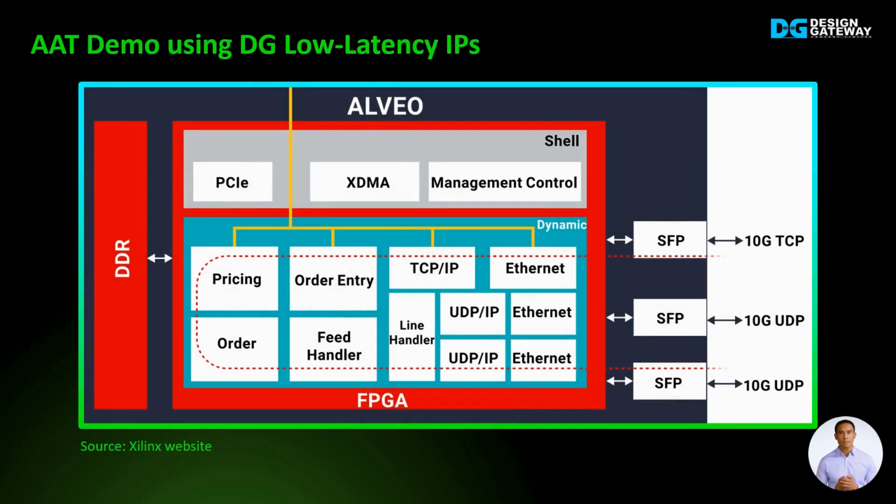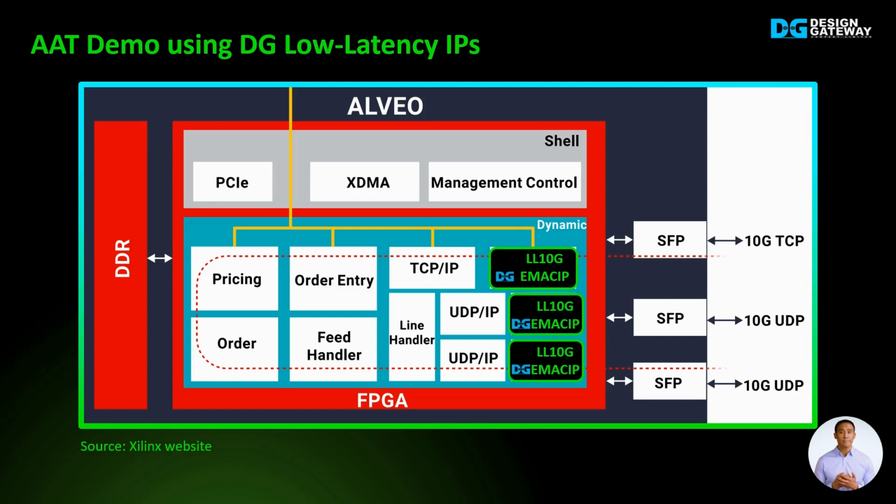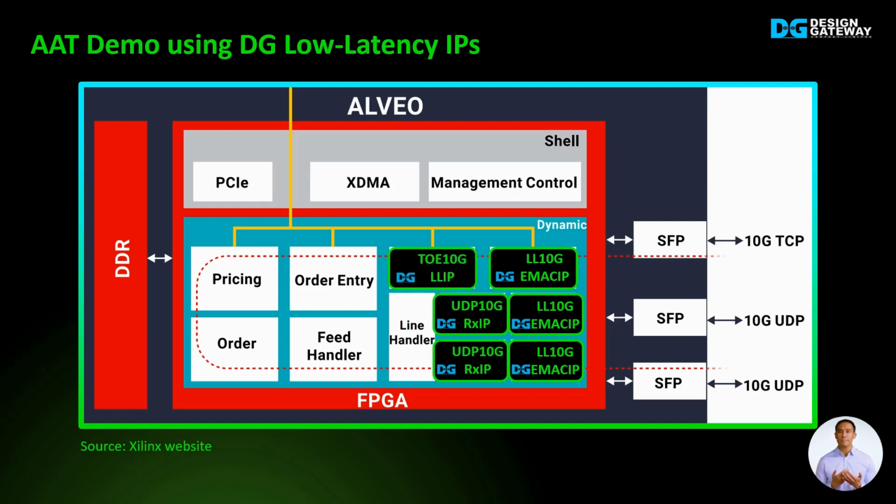This block diagram illustrates the standard system, which uses three 10G Ethernet connections. Two of these connections are utilized for receiving market data streams through UDP, while the remaining connection is dedicated to sending orders via TCP. To minimize system latency, we replace the Ethernet block with a low-latency 10 gigabit Ethernet MAC IP. Additionally, the UDP IP block was replaced with the UDP 10G RX IP and the TCP IP block with the ToE 10G LL IP. These upgrades optimize system latency using Design Gateway's low-latency IP suites.